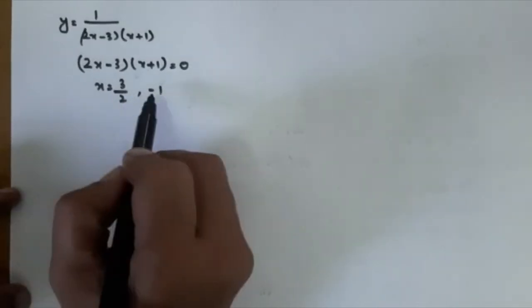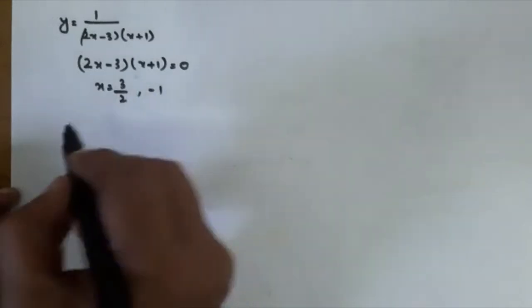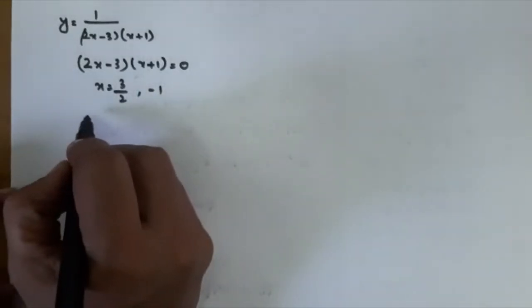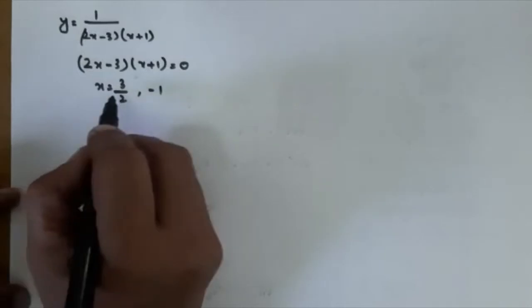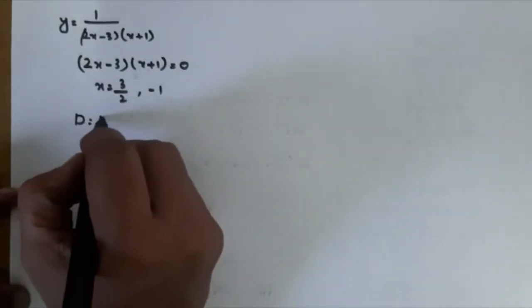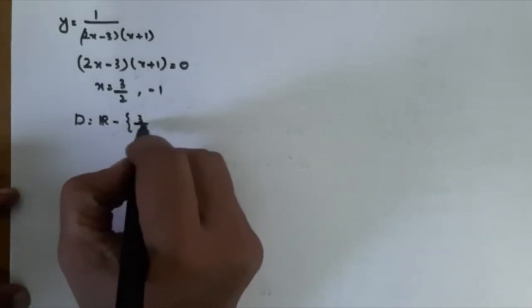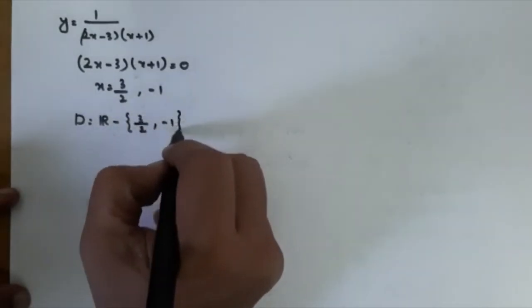That means we want to avoid these 2 values, 3 by 2 and minus 1, from the domain of this function. For all other real numbers, we get a valid answer. Therefore, what about the domain? Domain means it is the set of real numbers minus the set containing the elements 3 by 2 and minus 1.